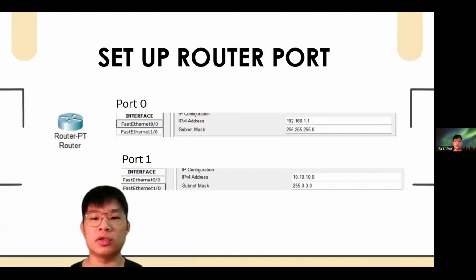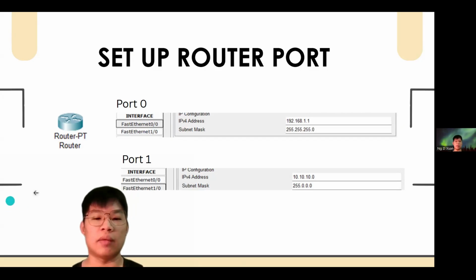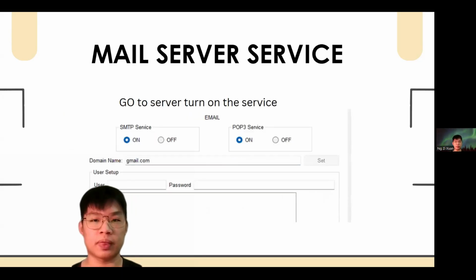Port 0 connects to the switch and then to the PCs. Just now I set the PC default gateway as 192.168.1.1, so I put it here. Then I set the other port, which goes to the server side, with the address 10.10.10.0. After that, we need to set up the mail server.